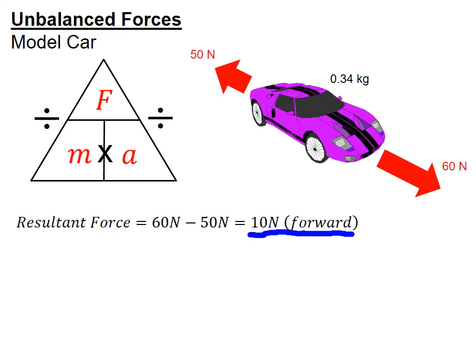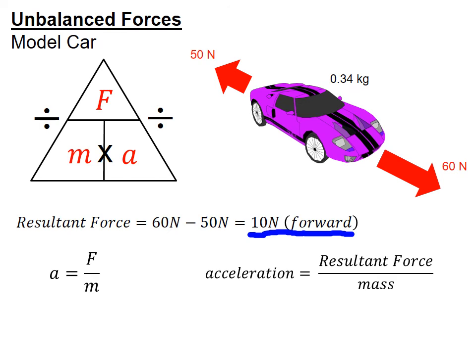Now we want to calculate the acceleration. We use A equals F over m. Acceleration equals resultant force over mass. So A equals 10 divided by the mass, which is 0.34, and the overall acceleration is 29.4 meters per second squared. So this car accelerates rapidly at first.